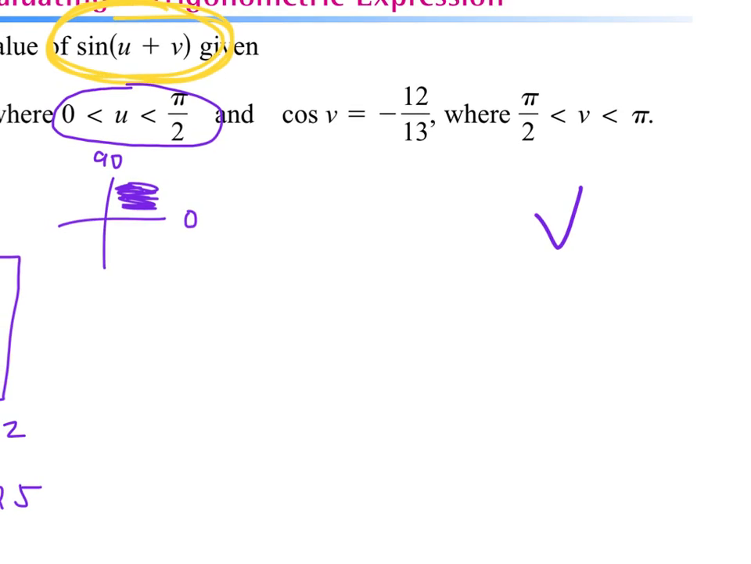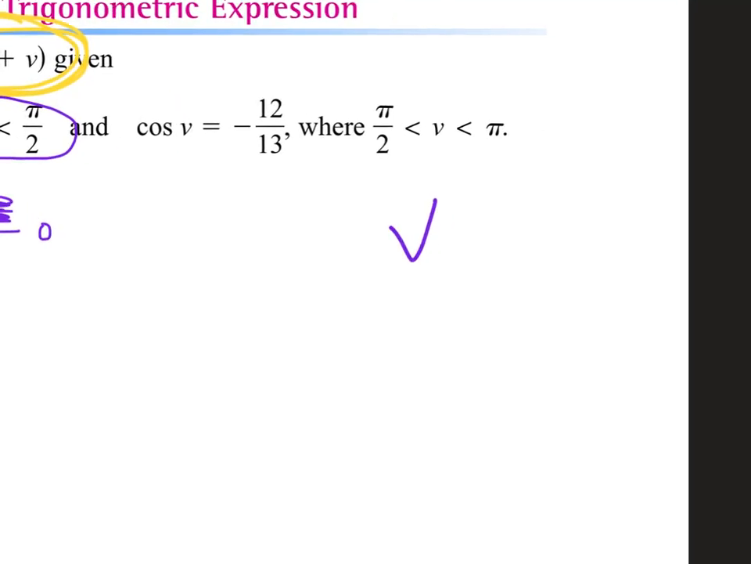You can draw it. You don't have to, though. So let's go over to V, and let's figure out what we have here. All right, they tell me that the cosine is negative 12 over 13. What is cosine? What over what? x over r. So I have x is 12, r is 13. Which one is negative? Why is it the x? r is always positive. Awesome.